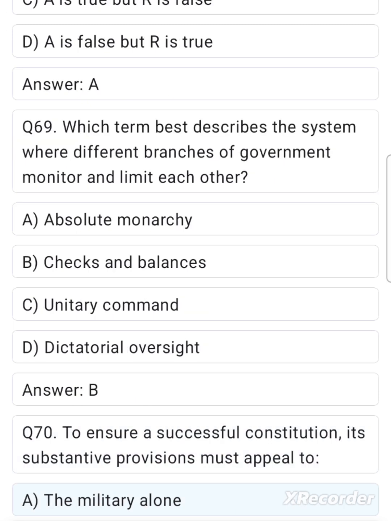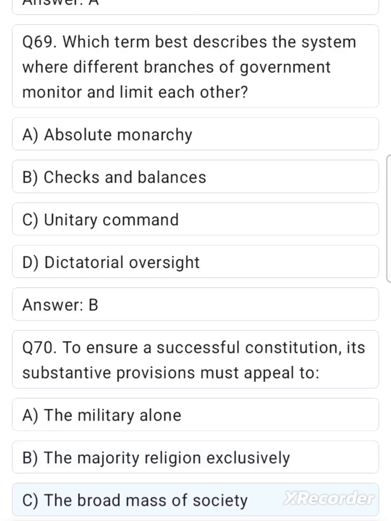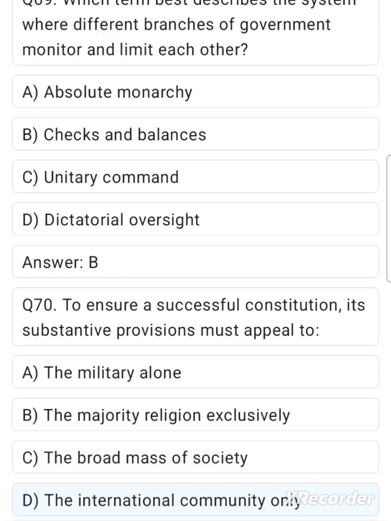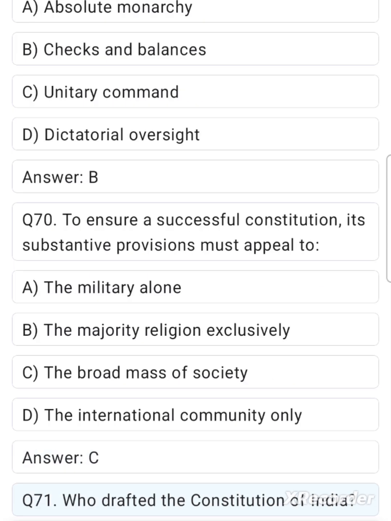Q70. To ensure a successful constitution, its substantive provisions must appeal to: A. The military alone. B. The majority religion exclusively. C. The broad mass of society. D. The international community only. Answer: C. Q71. Who drafted the Constitution of India?